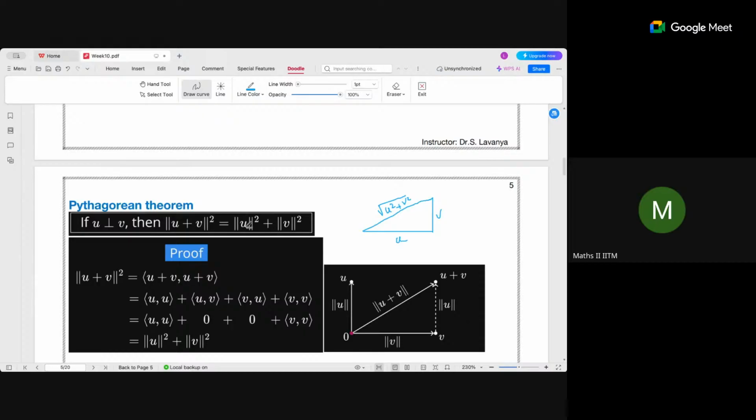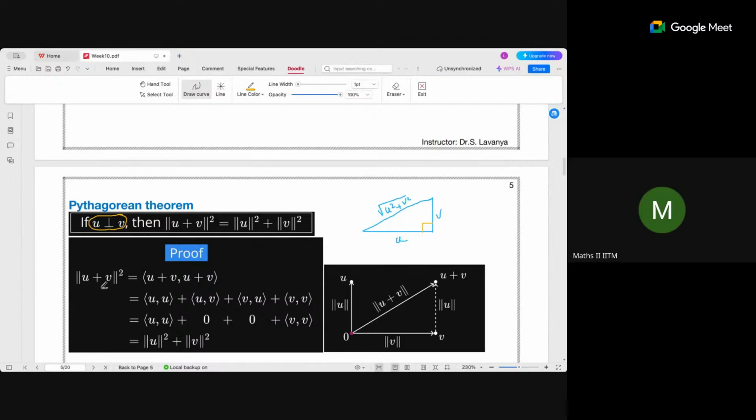But remember, this condition is very important. This is true only when u is perpendicular to v. This perpendicularity we need. Otherwise, we cannot say this. Okay, remember this part. Whenever we have perpendicularity, then we have the Pythagoras theorem.